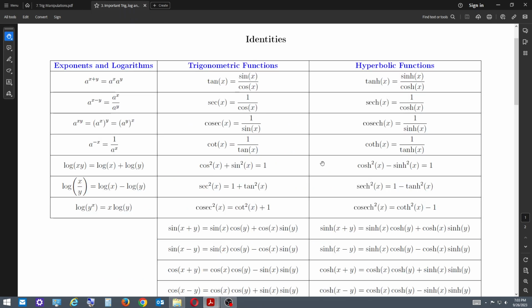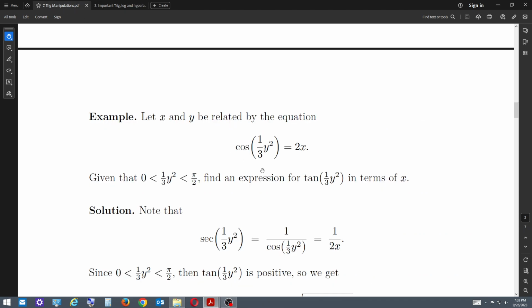So we could look at the available identities. We need an identity relating tan and cosine. Now, there is one here, but this has sine as well, and we don't know what sine is. I could, if I wanted to, use the identity cos squared plus sine squared is 1 to find sine of this angle, and then divide to get tan. So that's one way we could do it. And I encourage you to try it that way and make sure you get the answer that we got later down.